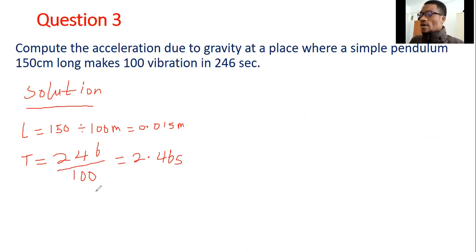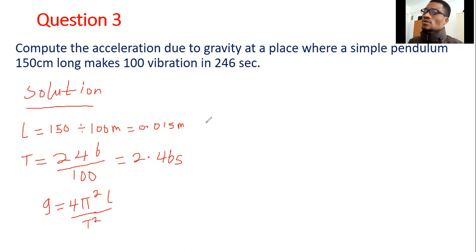Okay, let's go ahead and calculate our acceleration. Let's calculate the acceleration now. So we are going to make use of this formula: acceleration g is equal to 4 pi square multiplied by length, divided by t square. Don't be confused.